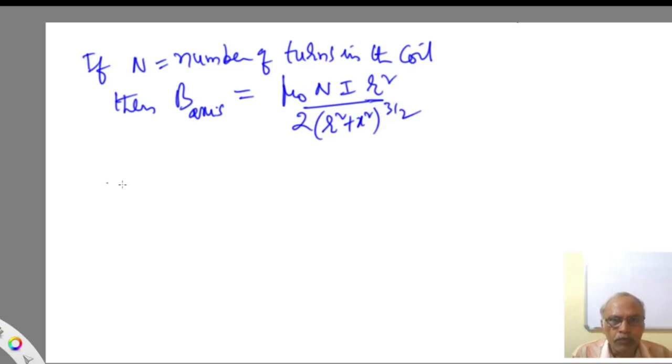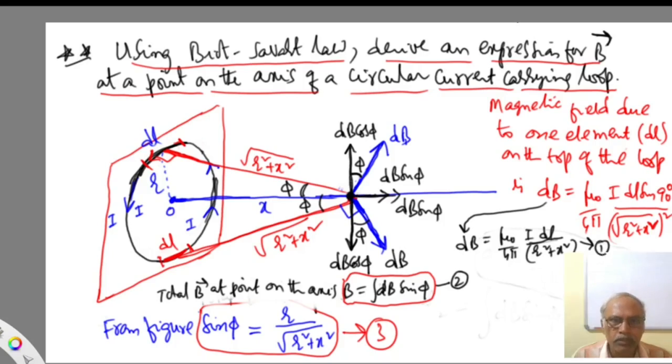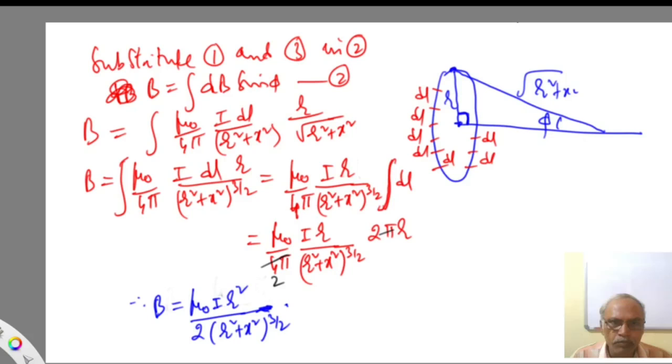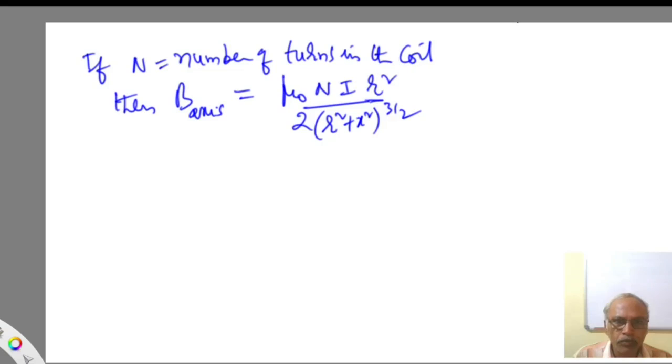And x is the distance from the center of the coil to the point on the axis. So if you put x equal to 0 here, you get the magnetic field at the center of the coil.